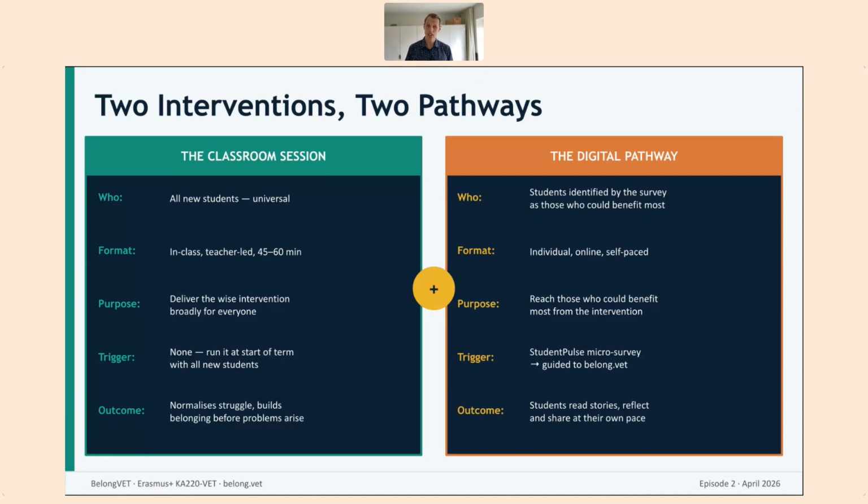It's individual, it's online, it's self-paced. It means that it scales very differently than the in-classroom session. But also on the digital pathway, it's a lot smaller number of students who will actually participate in the actual intervention. For this project, we're using Student Polls, which is a microsurvey platform. Based on their responses, we will guide them to the belong.vet website. What I'm more interested in here is that students go online, they read the stories, they reflect, and they have the opportunity to share. So it's all a digital online version of the intervention.